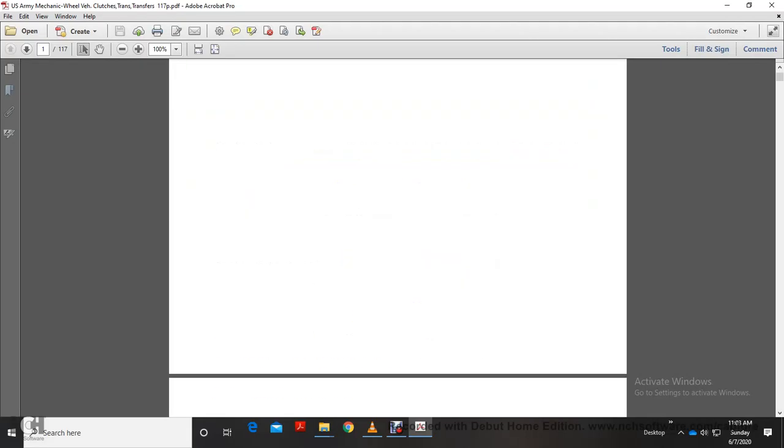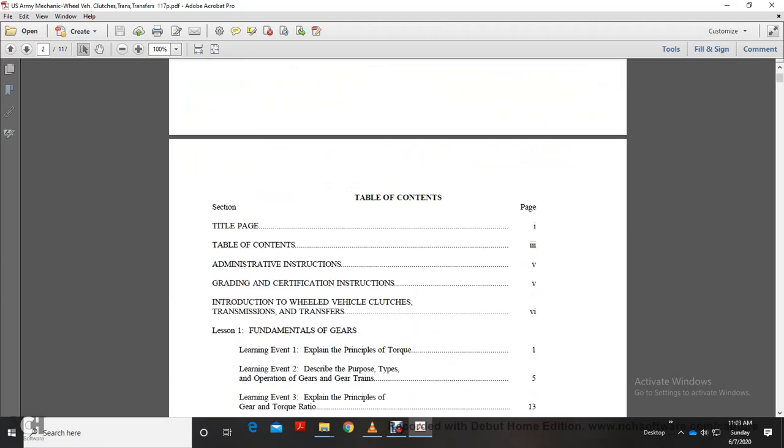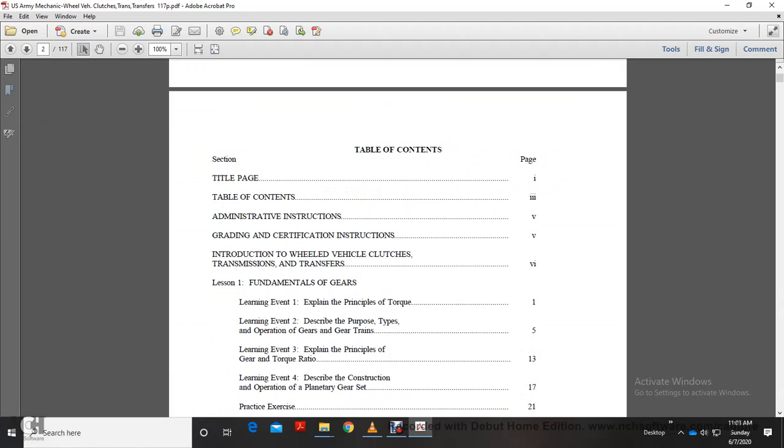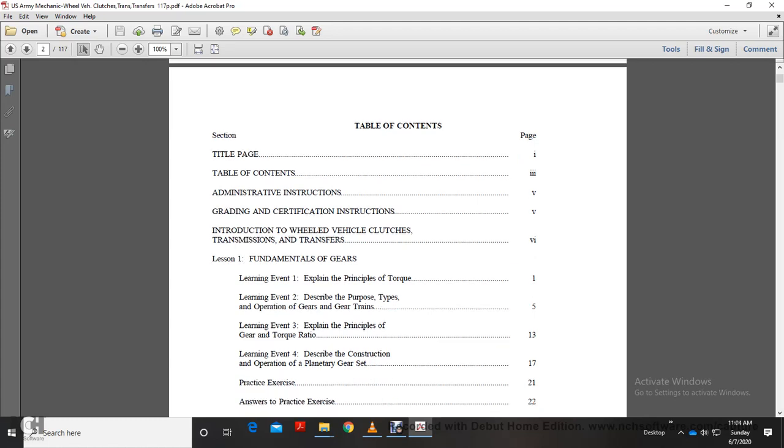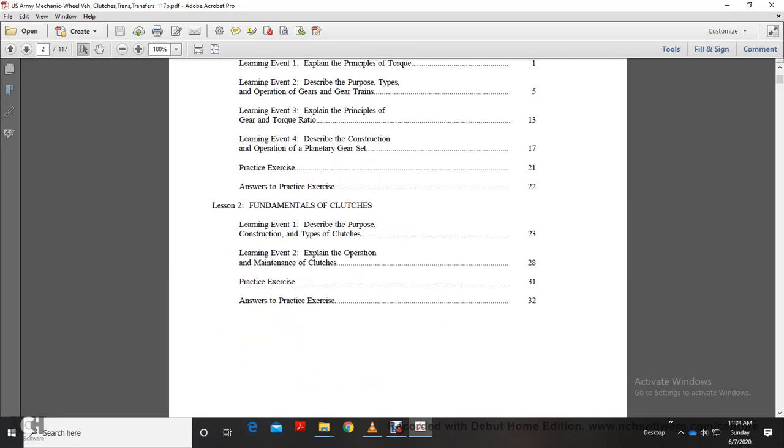www.survivalebooks.com is where I found this book, and this is the table of contents: administrative instructions, grading certification instructions. This is the introduction to wheel vehicle clutches, transmissions, and transfers. Lesson 1, fundamentals of gears: explain the principles of torque, the purpose and operation of gears and gear trains, explain the ratio principles of gear and torque ratio, describe the construction and operation of a planetary gear set.